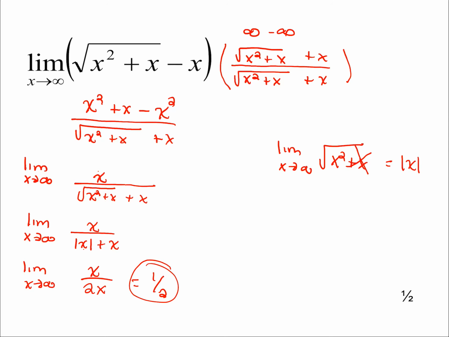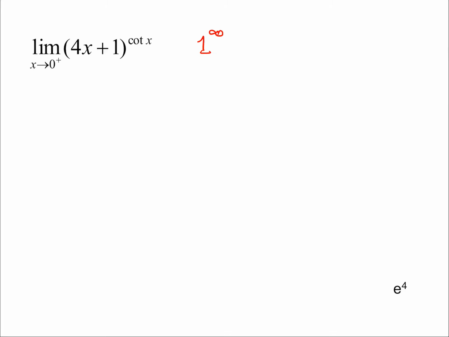Okay. Last one, and this is another one where we have to use log differentiation, I think. Cotan of x as x goes towards 0 is infinity, right? Because it's cosine over sine. So you have sine in the denominator going toward 0, which is going to go towards infinity. And 4x plus 1 would give me 0 plus 1. So I have 1 to the infinity, and that is indeterminate.